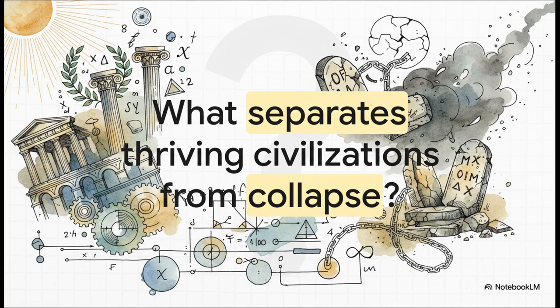In today's explainer, we're diving straight into an incredibly dense but deeply fascinating text to uncover what the author calls the equations of existence. Basically, these are the fundamental metrics that absolutely determine whether a society survives or fails.